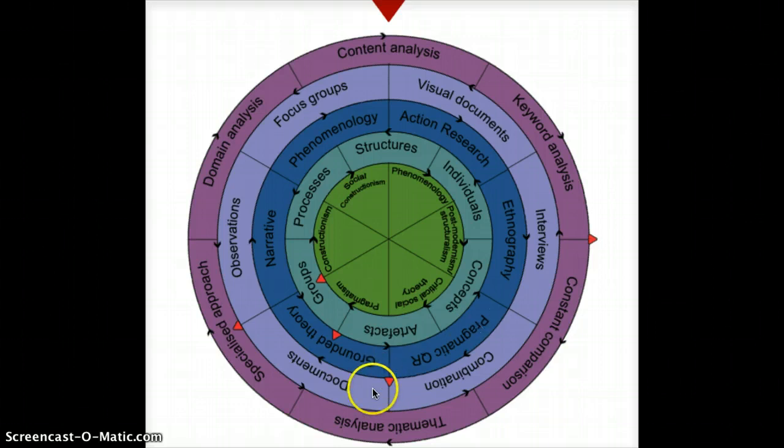The next ring is, what data collection approach will qualitative researchers use? We have several, including documents, observations, focus groups, visual documents, interviews, and a combination of approaches. So our last ring is the analytic approach that the researcher will use. And we have, again, 6: thematic approach, a more specialized approach, domain analysis, content analysis, keyword, and constant comparison.